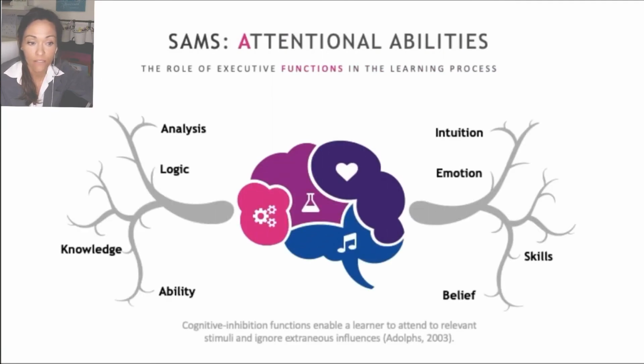Cognitive inhibition functions enable a learner to attend to relevant stimuli and ignore extraneous influences. So a student's ability to concentrate on the task at hand will dictate their ability to achieve academic success.